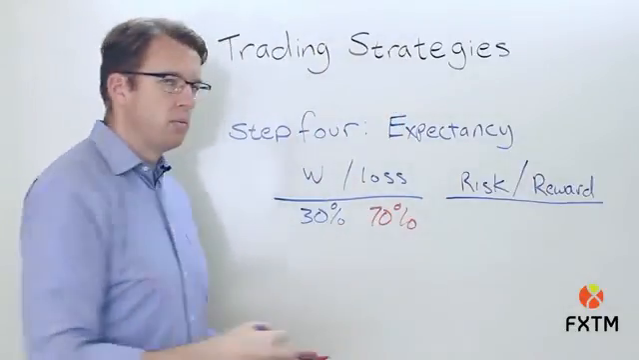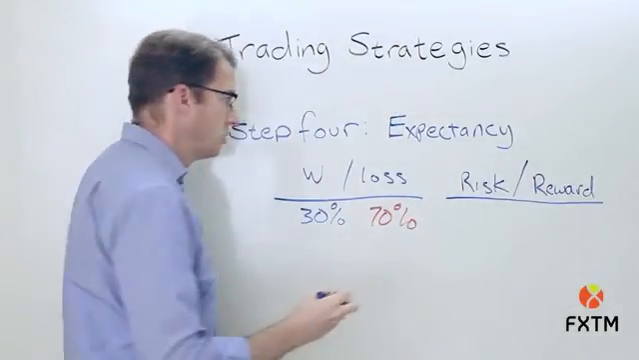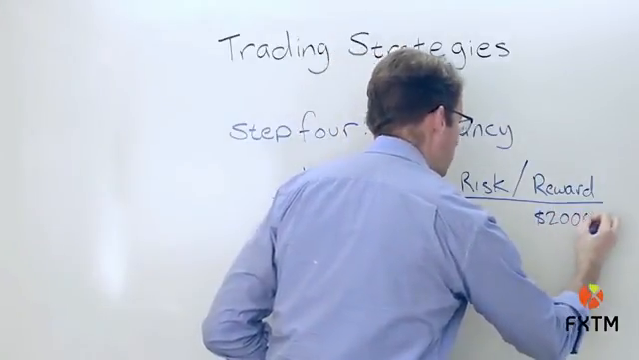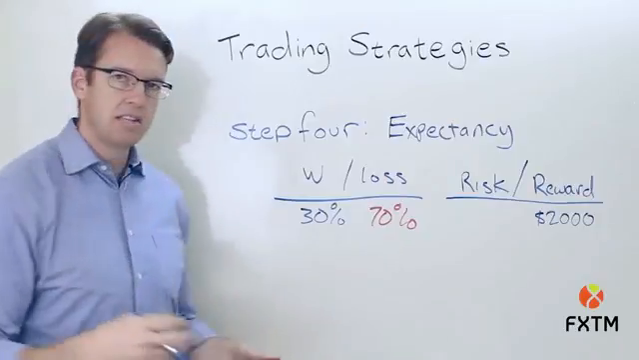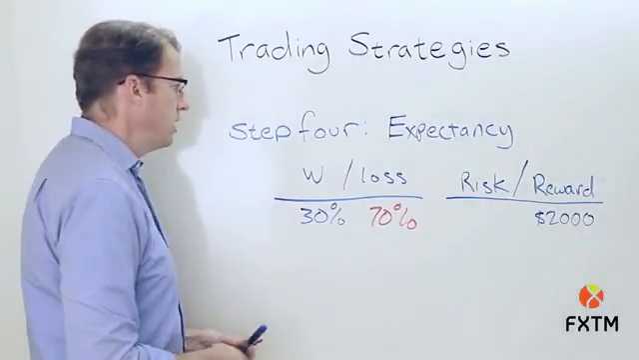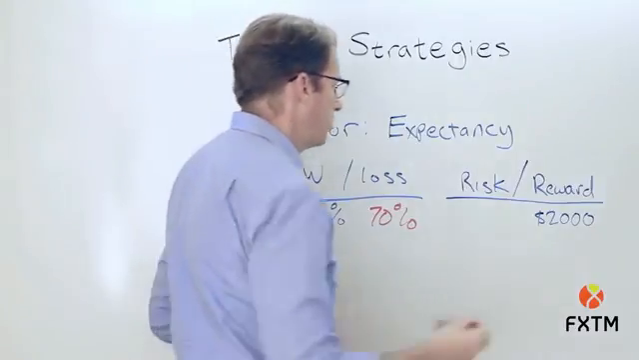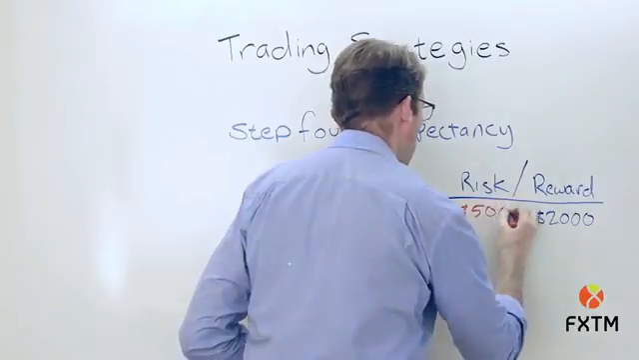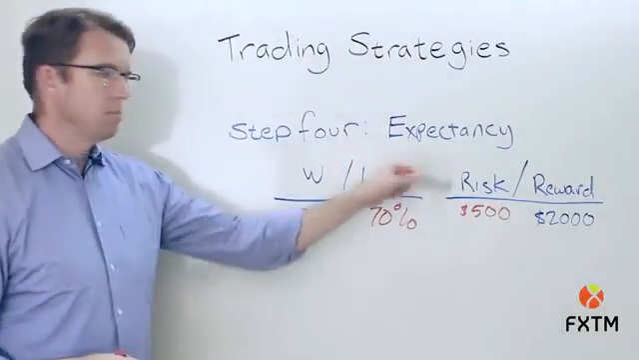So let's say that when a trader is right, they're right to the tune of about $2,000. So hypothetically, they stand to be rewarded on average about $2,000 for a winning trade. And when they're wrong, they wind up losing about $500. Now we have all the information that we need to develop an expectancy.